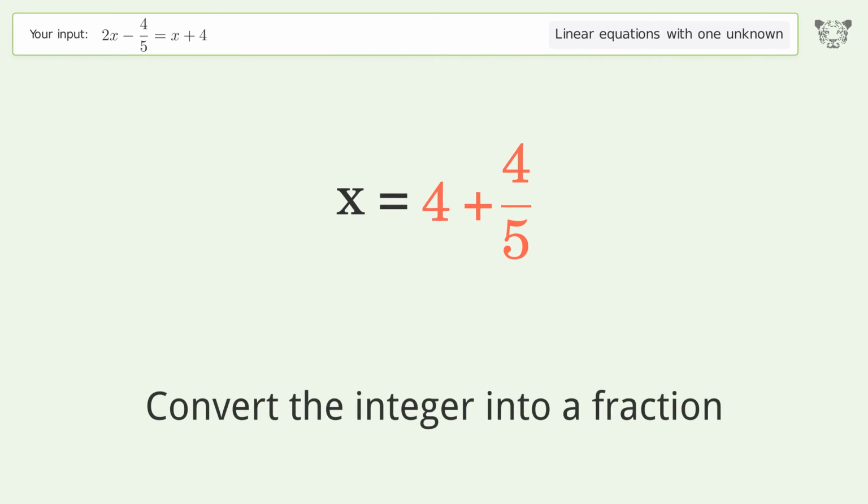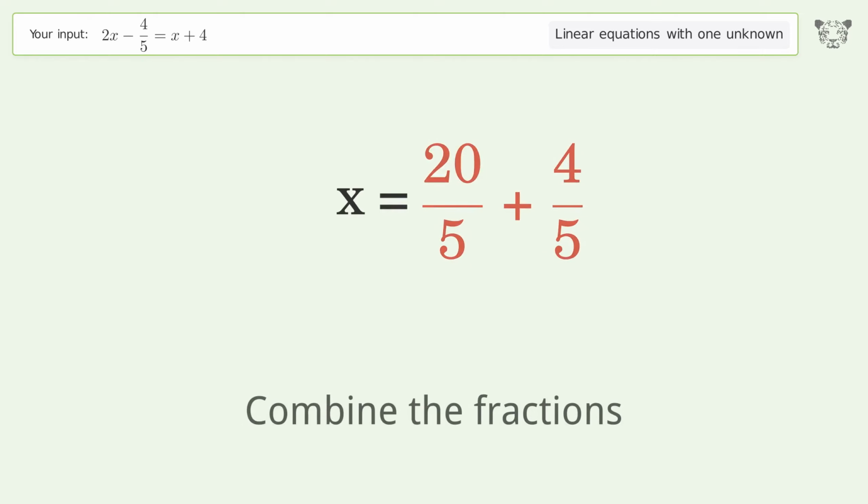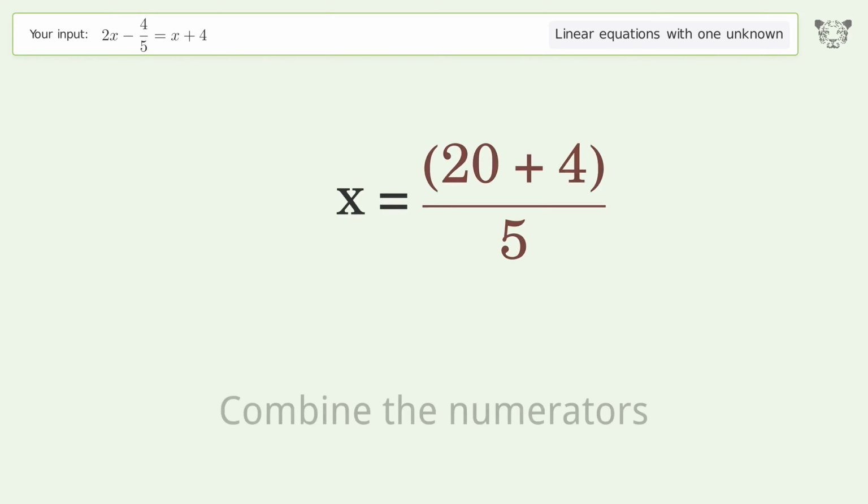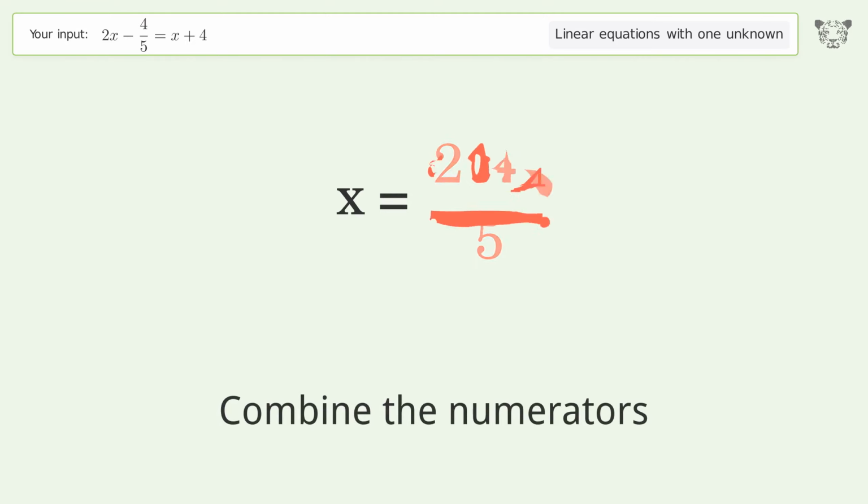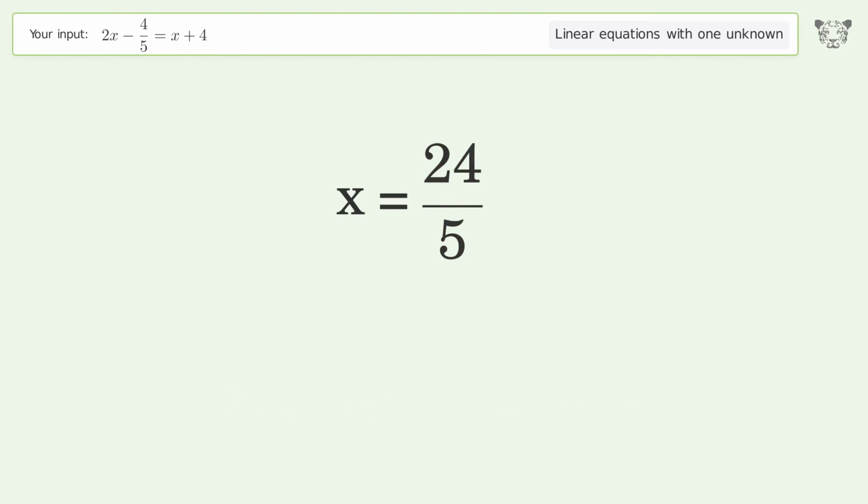Convert the integer into a fraction. Combine the fractions. Combine the numerators. And so the final result is x equals 24/5.